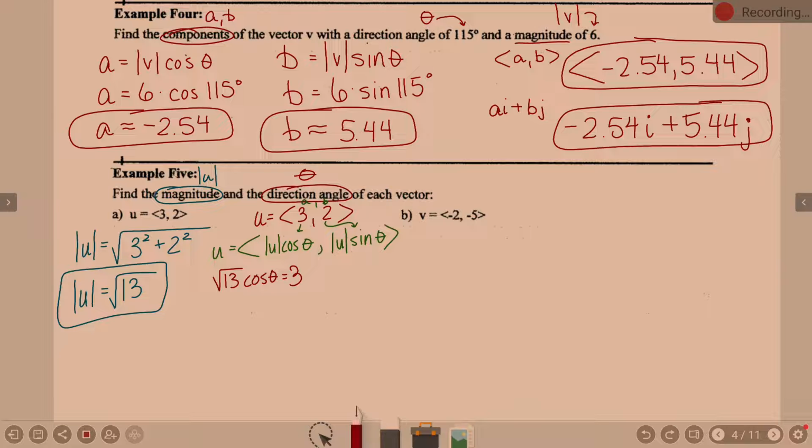Or, if you prefer, you can say square root of 13. What did I just do there? Square root of 13 times sine theta equals 2. Does it matter what you use?